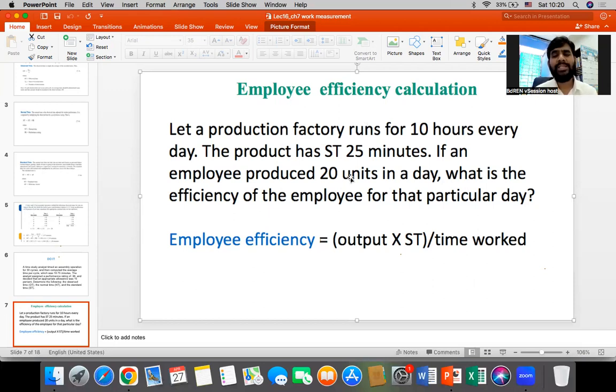So 20 units, and the time to complete 20 units is 20 multiplied by 25, because to produce one unit it requires 25 minutes. So the output is 20 multiplied by the standard time of 25 minutes. That means 20 multiplied by 25 minutes is the time equivalent to 20 units. Are you getting the point?